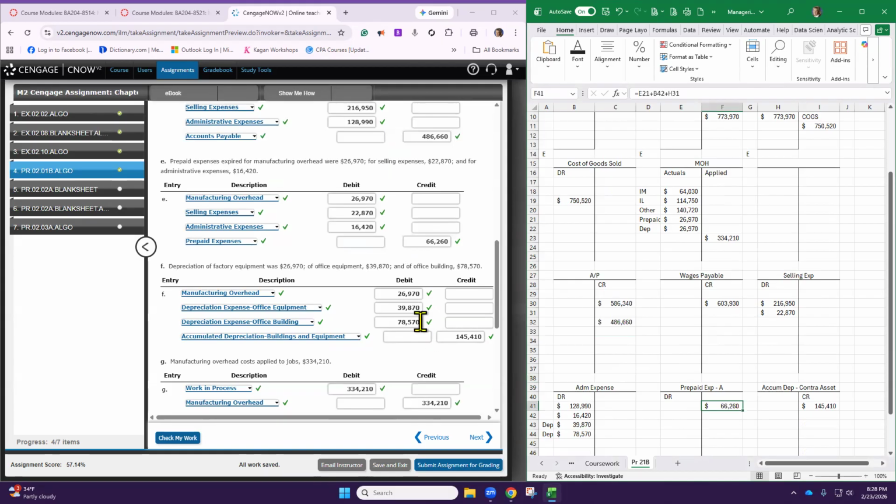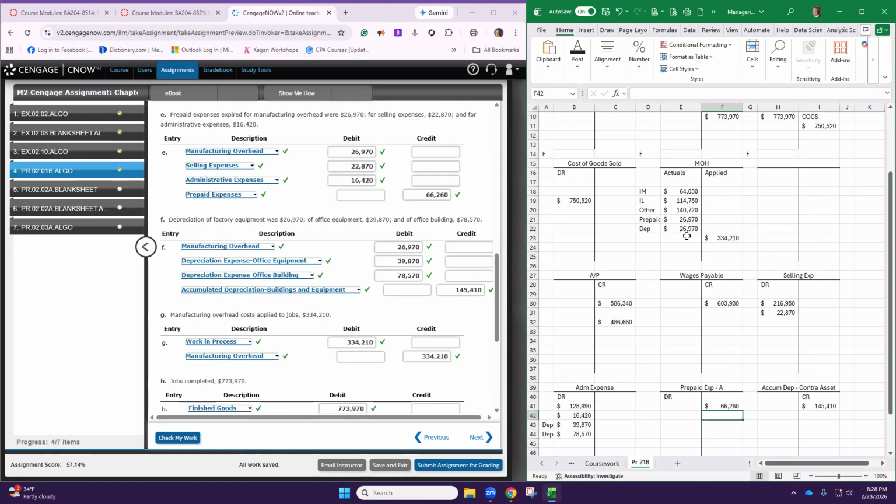Then we had prepaid expenses. Okay, prepaid expenses. One is 26,970. Okay, one is 22,870, and the other is 16,420. So we're going to see if all of those are adding up. 1, 2, 3, and yes, it matched.